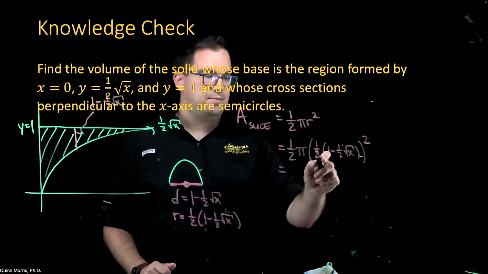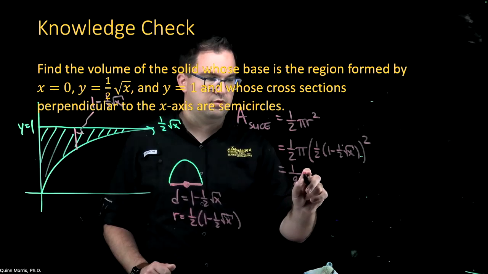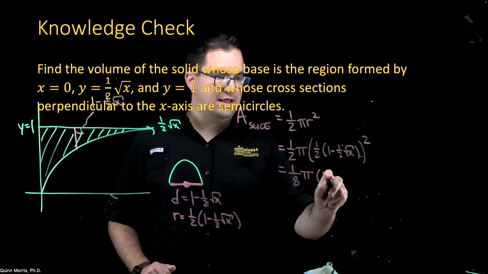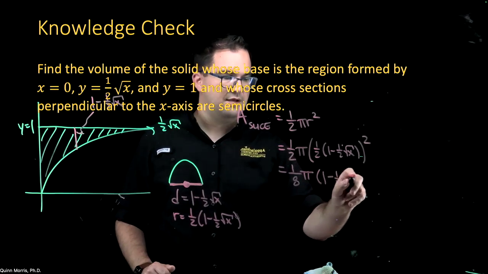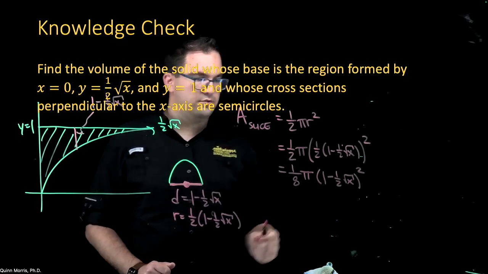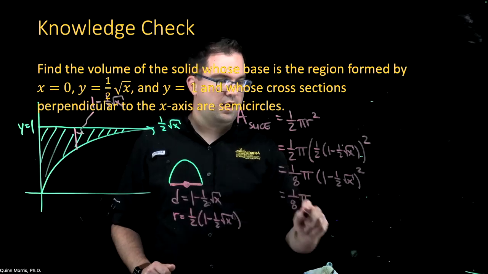I square the 1/2, that becomes a 1/4. I'm going to multiply by this other 1/2, that's going to become a 1/8. I'll get a pi, and then I'll have a 1 minus 1/2 square root of x squared still. Okay, now I'm going to square this piece. So I'll get 1/8 pi.